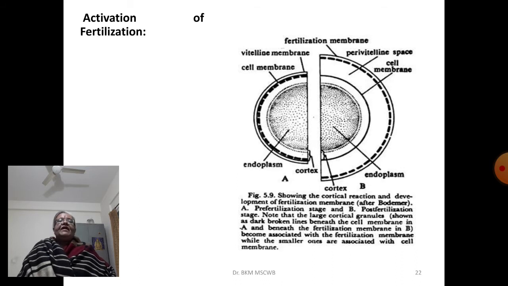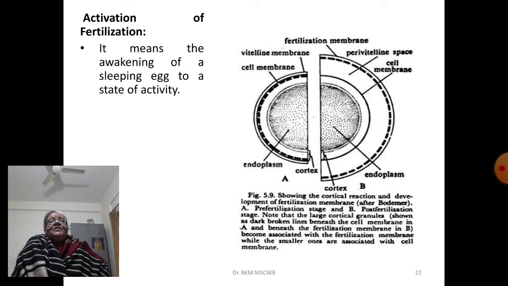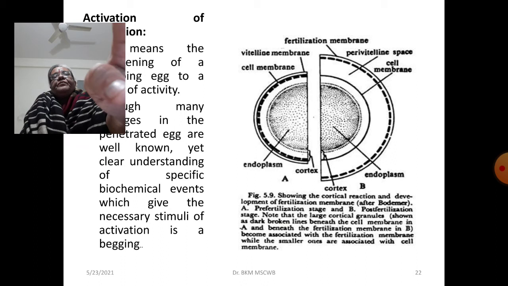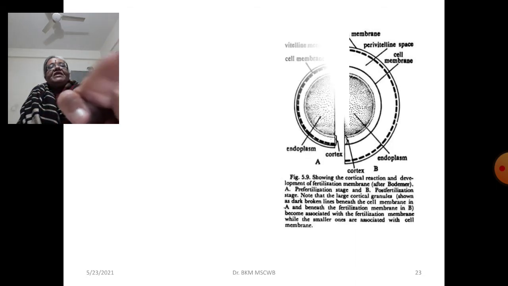Now we shall understand the activation process of fertilization. Now, what exactly you mean by activation is something like awakening of the ovum or egg from its deep sleep into the state of activity, right? So let us see what happens now. Though many changes in the penetrated egg are known, people have studied, still a clear understanding of exactly what happens, what biochemical events take place which bring about necessary stimuli to activate the egg, is not clearly understood even today, even though there is a lot of documentation. All right. Then let us move to the next PPT. Same diagram I have posted.